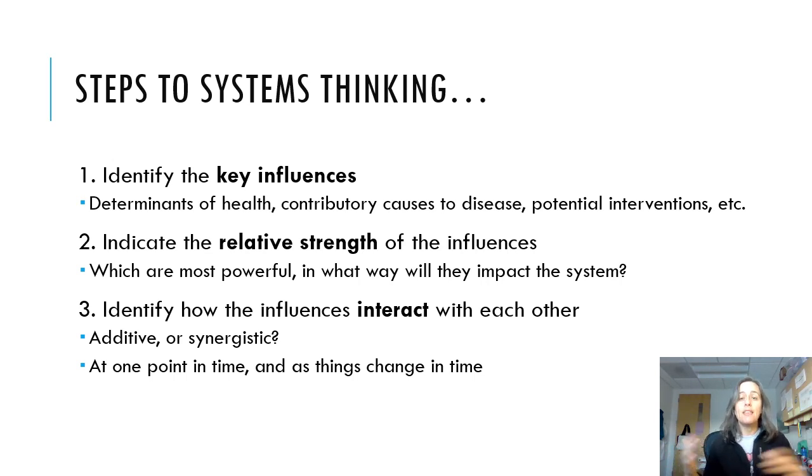But then the two of them together, it doesn't increase your risk by about 15 times. It increases your risk by about 40 times, right? So they come together and make it so much more powerful. So we need to understand, is it additive or synergistic? And then we also need to understand not only how it is going to impact things right now at this moment, but also how things change in time. And so that's going to lead us into the next 3 steps.